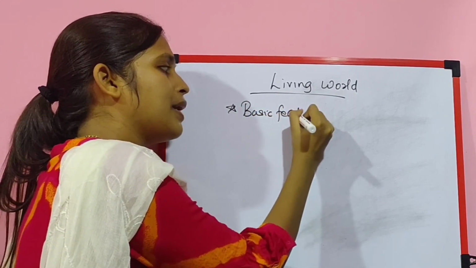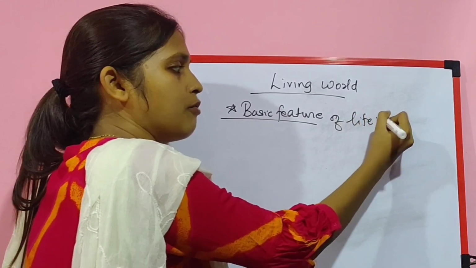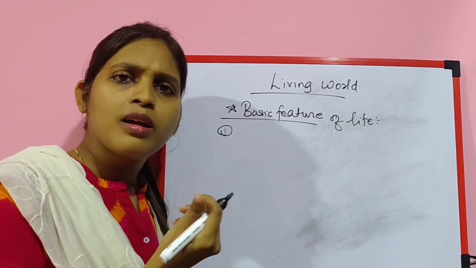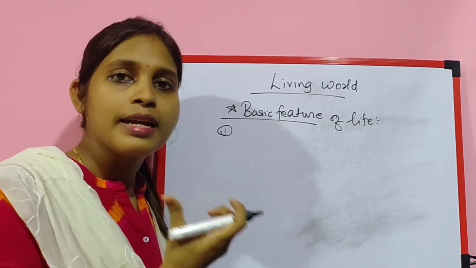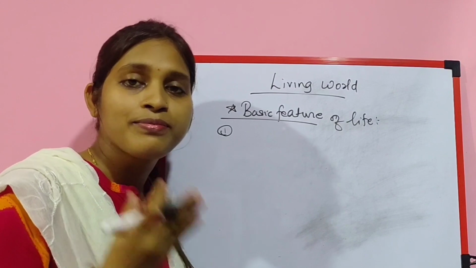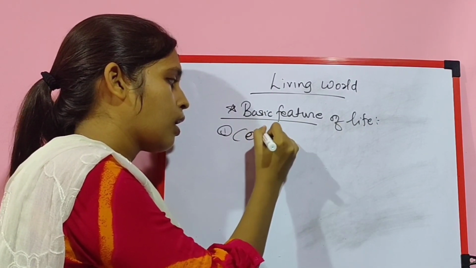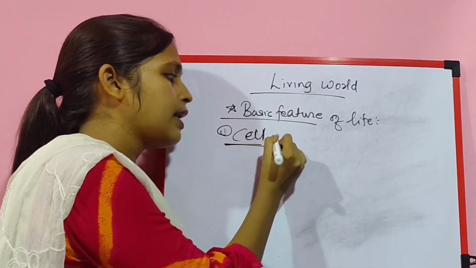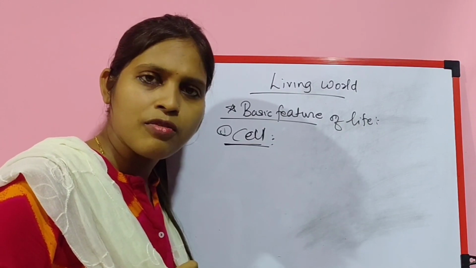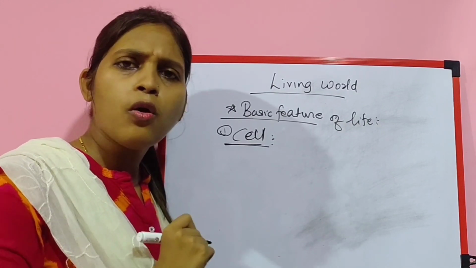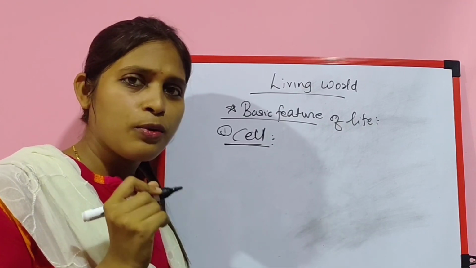The basic feature of life. Since we have done this in our school section, we are aware of this statement: dash is a basic unit of life. Correct. So cell is a basic unit of life, and all the life forms, all the living organisms are made up of a cell.